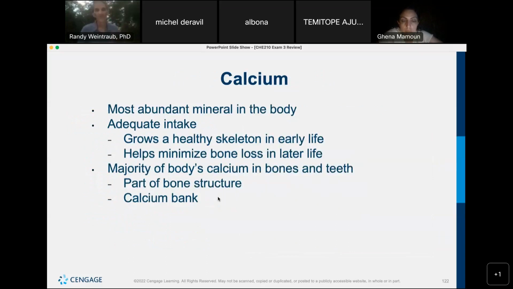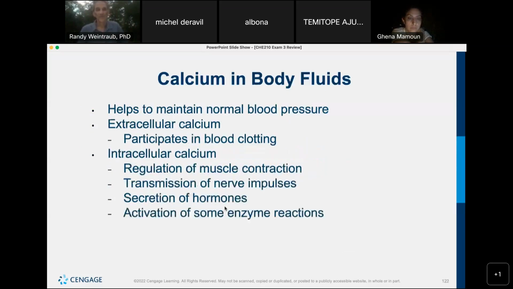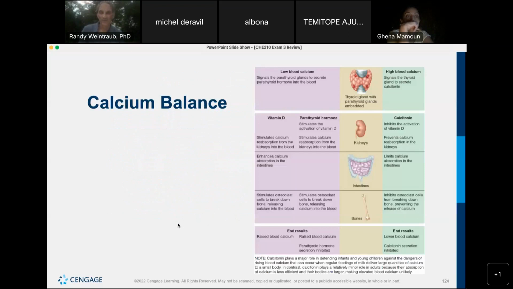Calcium, most abundant mineral in the body. Another one that many people are deficient in their eating pattern. Important in bones and teeth. And it's also an electrolyte in body fluids. Important in these activities: muscle contraction, transmission of nerves, secretion of hormones.